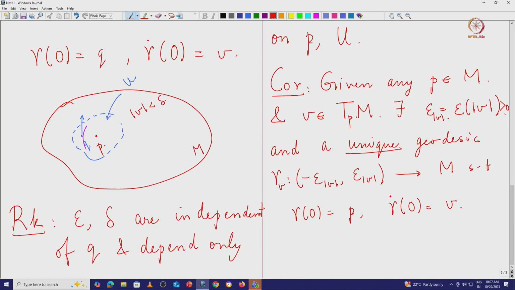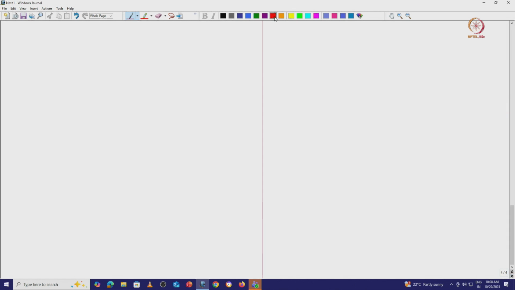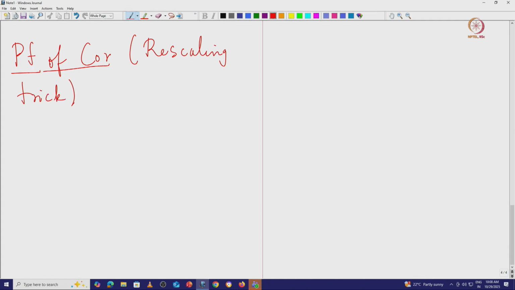Okay. So, if you now fix a point p and a tangent vector at that point, then there is a geodesic that lasts for at least time epsilon v, where this epsilon v actually just depends on the norm of v. Okay. It does not depend on the direction of your tangent vector. Okay. So, how do you prove this from our main theorem? So, proof of corollary. This is a very useful trick called the rescaling trick. So, let me quickly go over the proof.